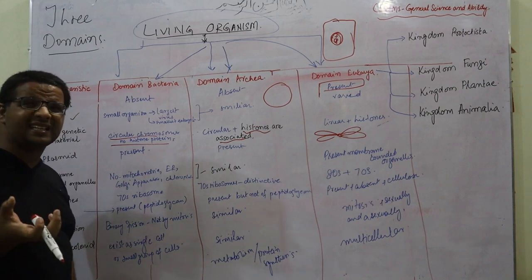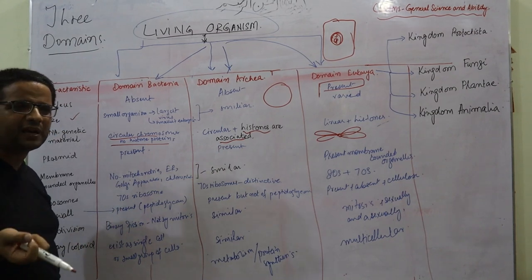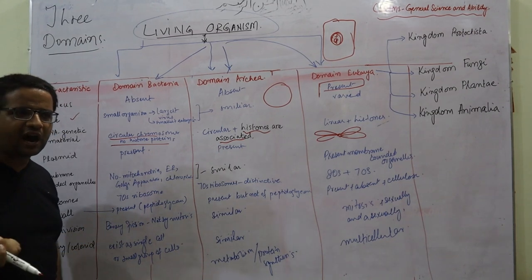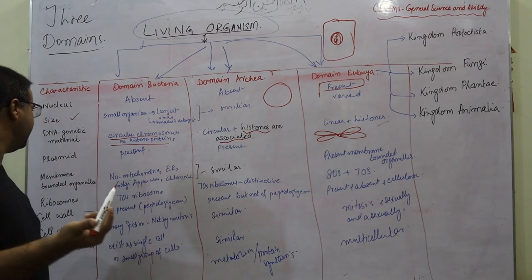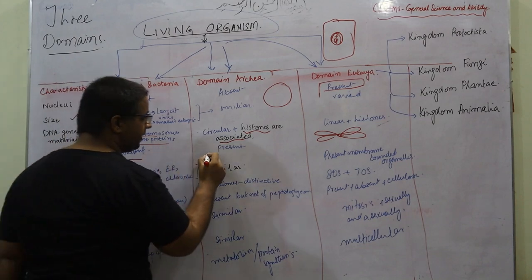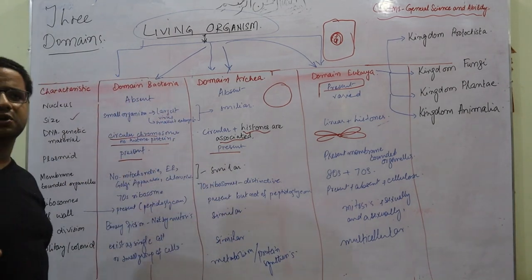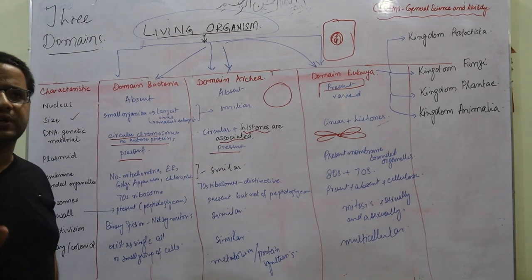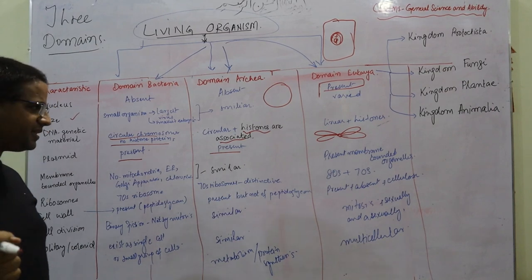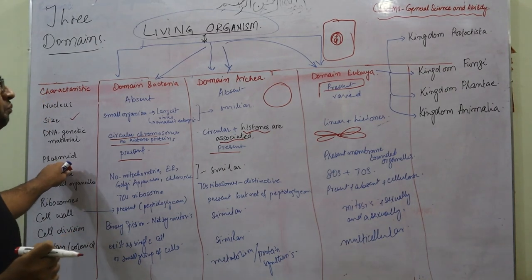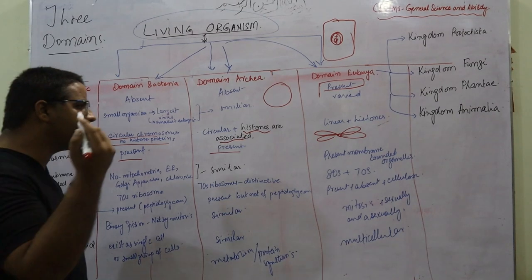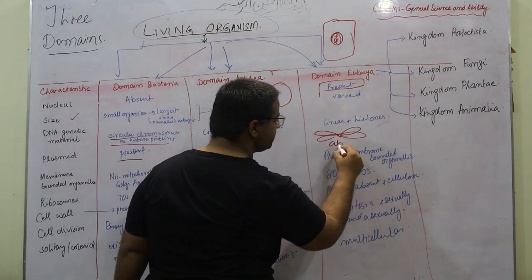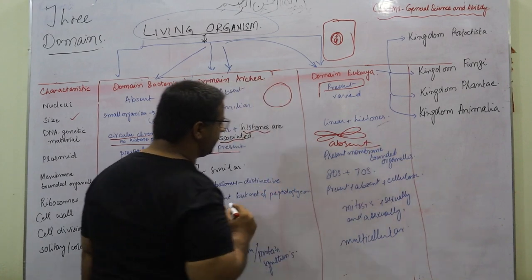Plasmid is an extra circular DNA that is present in prokaryotes, and that is also a characteristic of bacteria and archaea. So plasmid is present in them, and this plasmid also contains DNA that encodes proteins and performs certain functions of the cell. While in the case of domain eukaryota, they do not have any plasmid. So plasmid is absent in domain eukaryota.